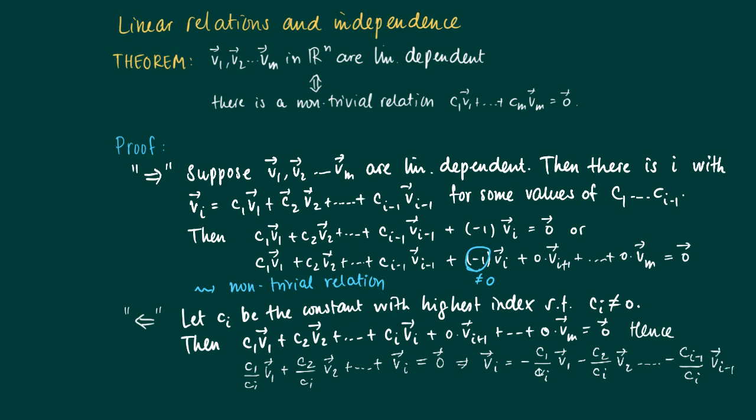vi minus 1. So this shows that actually vi is a redundant vector, because we are able to express it in terms of a linear combination of the vectors v1 until vi minus 1. So this means that v1 until vm are linearly dependent.